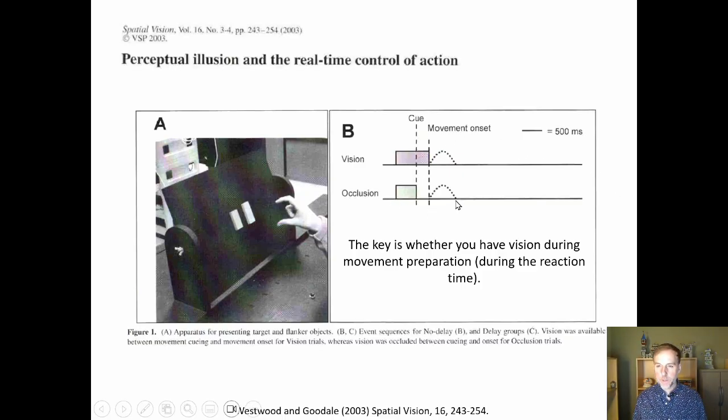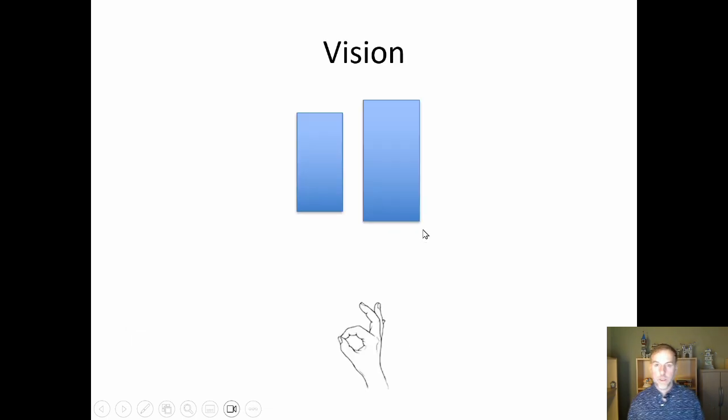And that's shown in these schematics, but let me show you in PowerPoint first, and we'll come back to what this schematic means. So here's the vision condition. You're starting with your thumb and index finger together at a starting position. You know you're going to reach for this one on the right. You get a go signal.